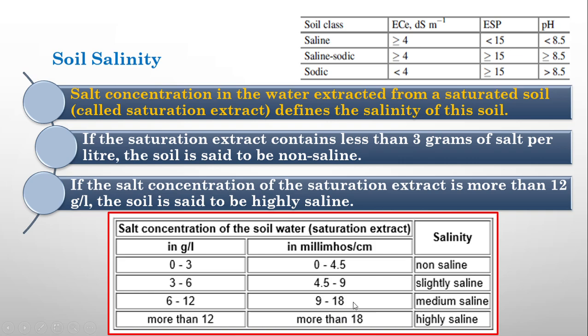So again, we will classify the salinity. According to salinity, the soil is classified into four types: non-saline, slightly saline, medium saline and highly saline. Mainly the EC is expressed in millimhos per centimeter, or gram per liter, or again decisiemens per meter. So any units we can use. In the second table it is given in millimhos per centimeter or gram per liter. So both classifications are given here. According to the intensity of salinity, the soil can be classified into four: non-saline, slightly saline, medium saline and highly saline.